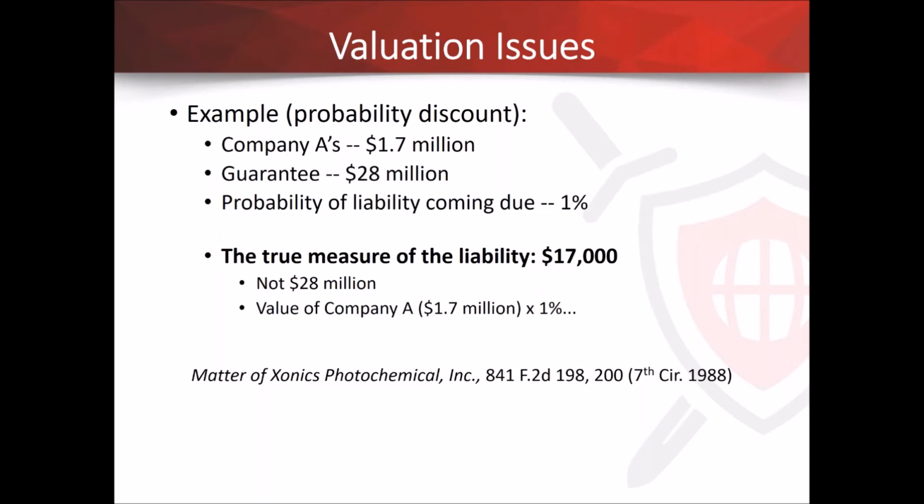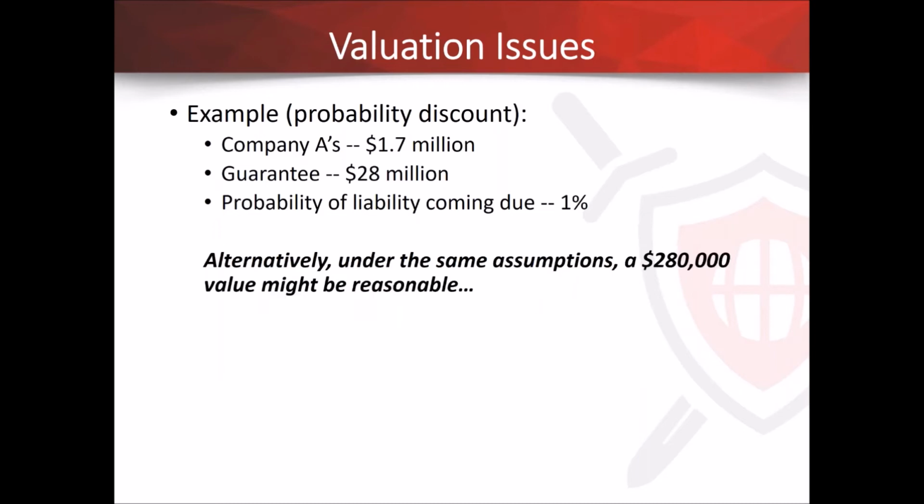So even in the face of a very large guarantee like that, a very large contingent liability, you can still do some potential planning as long as you're careful about it. You go through the analysis ahead of time. Another way you could look at it is, even if it was a $28 million liability with a 1% chance, you might argue that assuming that loan guarantee was a $280,000 liability on your books as far as the fair value of that contingent liability.